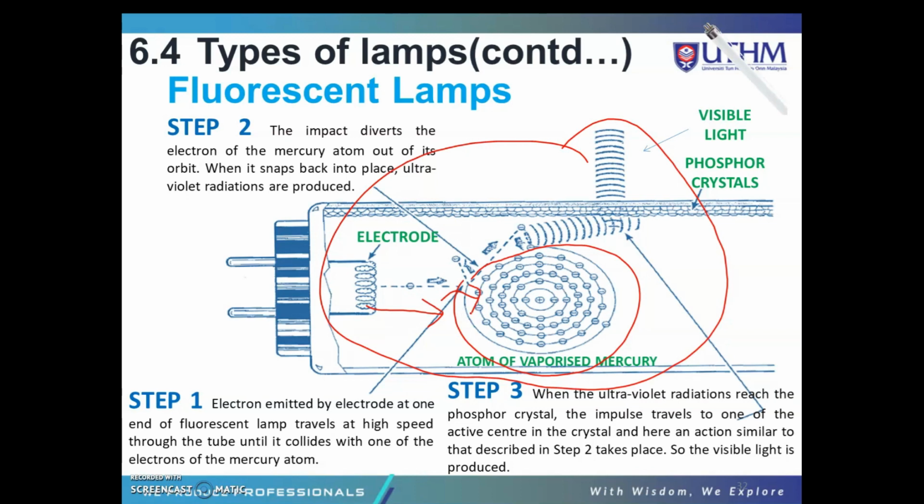Then step 2, the impact diverts the electron of the mercury atom out of its orbit. When it snaps back into place, ultraviolet radiation is produced. Then step 3, when the ultraviolet radiation reaches the phosphor crystal here, the impulse travels to one of the active centers in the crystal, and here an action similar to that described in step 2 takes place. So the visible light will be produced.